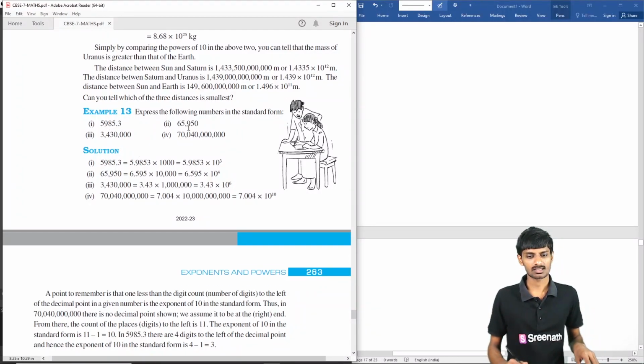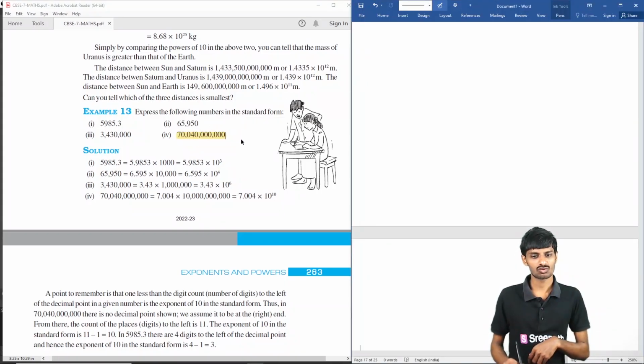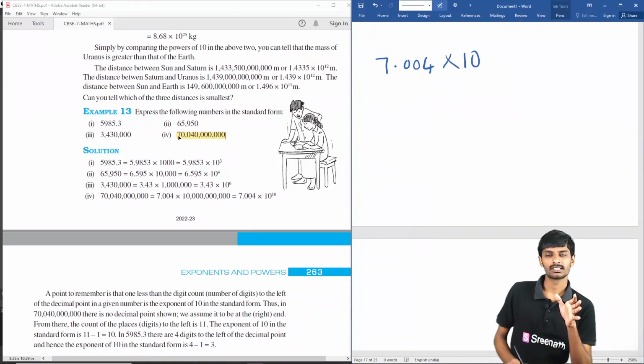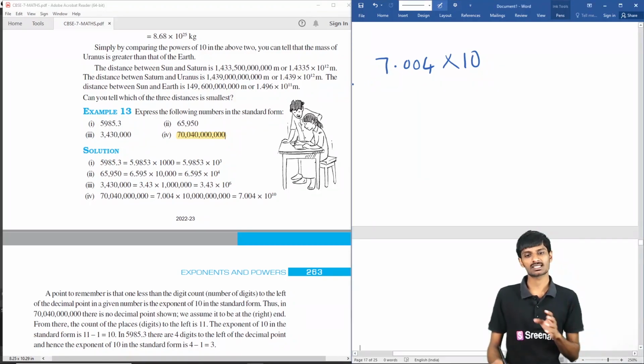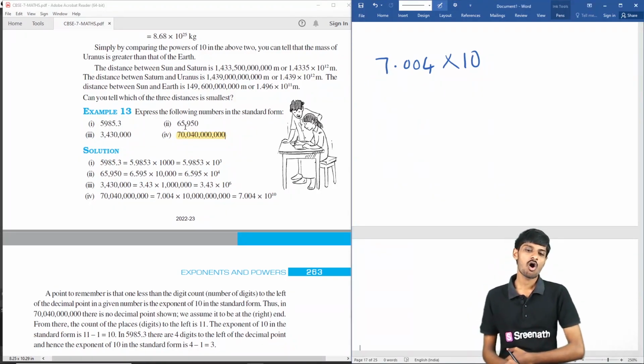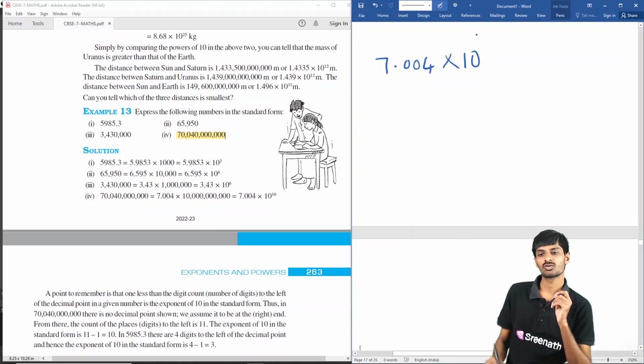So now we have our task, and we have to write this number 70,004 like this. So first thing is you have to write it as 7.004 into 10 power. How much you have to write it? How many zeros you have to write? So 1 2 3 4 5 6 7 8 9 10. So you are putting the dot after the 7, and after the 7, how many digits are there? 10 digits are there. You have to write 10 power 10.